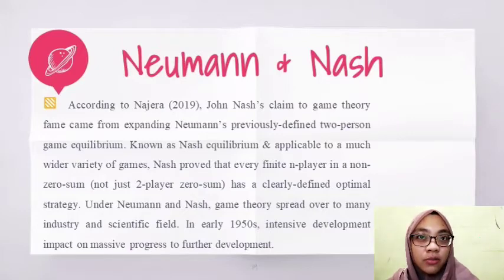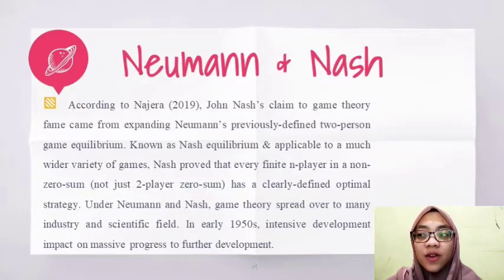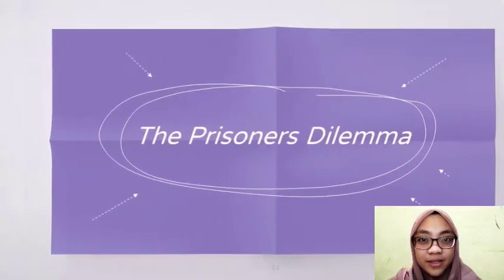Known as Nash equilibrium and applicable to a much wider variety of games, Nash proved that every game and player in a non-zero sum game, not just two-player zero sum, has a clearly defined optimal strategy. Under von Neumann and Nash, game theory spread over to many industry and scientific fields. In the early 1950s, intensive development had a massive impact on further progress.